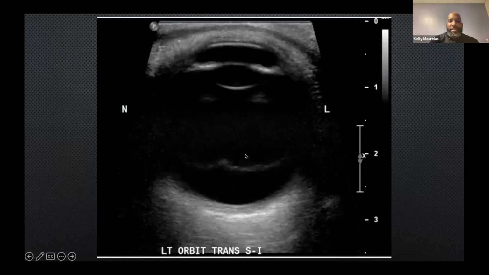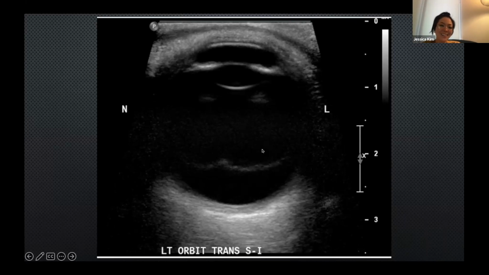Okay. What about this? This is another case. Patient comes in with blurry vision. What do you guys think? What do you think this is? No answers. Want me to give you some help? The posterior chamber? Is there something? Yeah. What do you think that is?